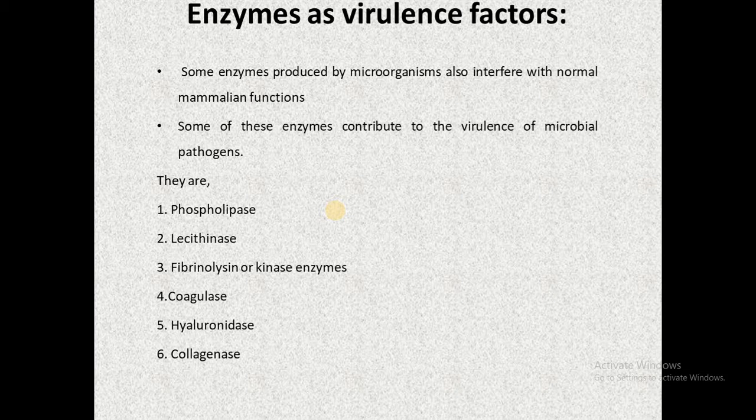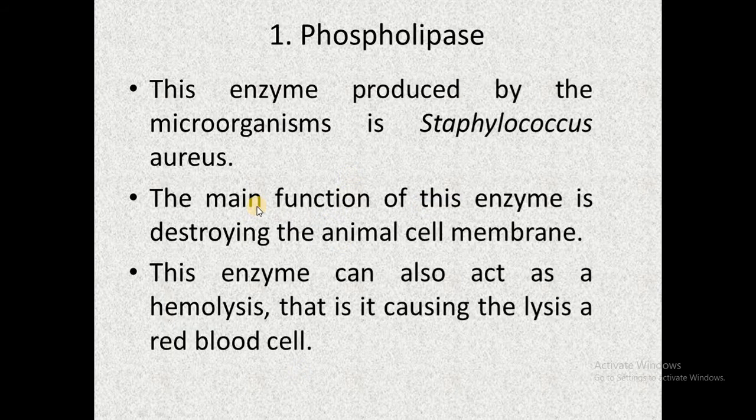Next, let's look at the enzymes one by one. First is phospholipase. This enzyme is produced by the microorganism Staphylococcus aureus. The main function of the enzyme is destroying the animal cell membrane. This enzyme can also act as a hemolysin, that is, causing the lysis of red blood cells.